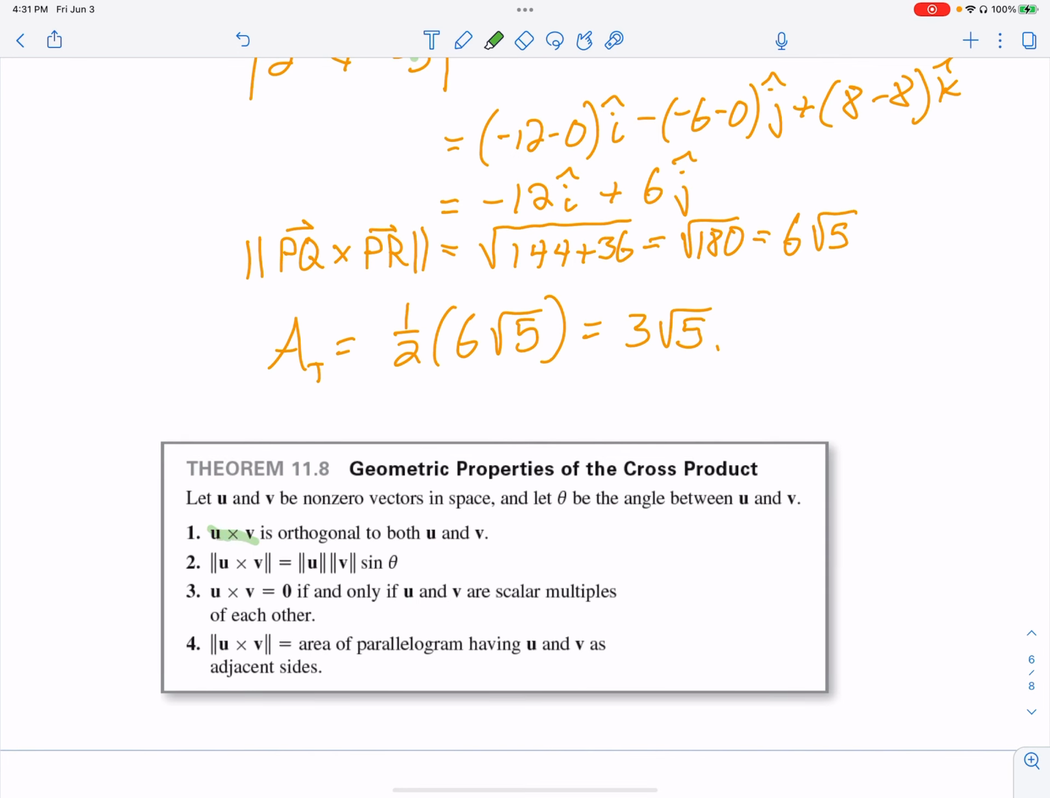The big thing here, U cross V is orthogonal to both U and V. We also have number 2. That was a new identity that we came out with. Using that identity, we figured out number 3, that if U cross V is 0, then U and V are scalar multiples. And I'm going to go ahead and say this means they are parallel. That's what scalar multiples mean. And then the last thing is the cross product. If I take the magnitude of a cross product of 2 vectors that are both sides of a parallelogram, that gets me the area of that parallelogram.